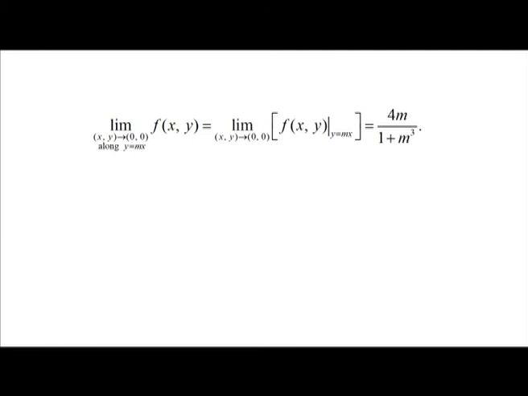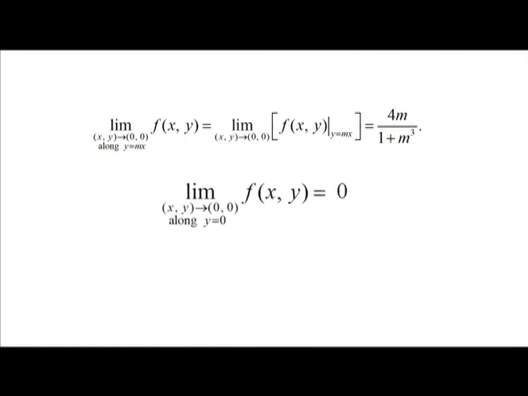Therefore, the limit as (x, y) approaches (0, 0) along y equals mx of f of (x, y) is equal to the limit as (x, y) approaches (0, 0) of f of (x, y) evaluated when y is equal to mx, which is equal to 4m by (1 plus m^3). This limit changes with m. We consider two paths. The line with m equal to 0, that is the line y equals 0, the x-axis.